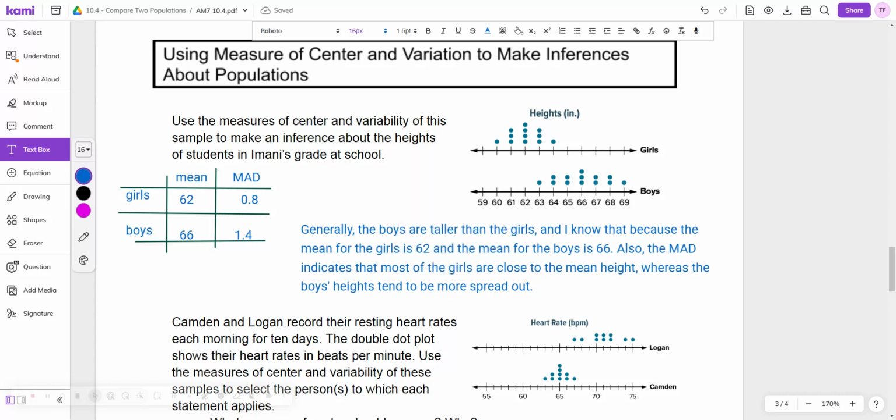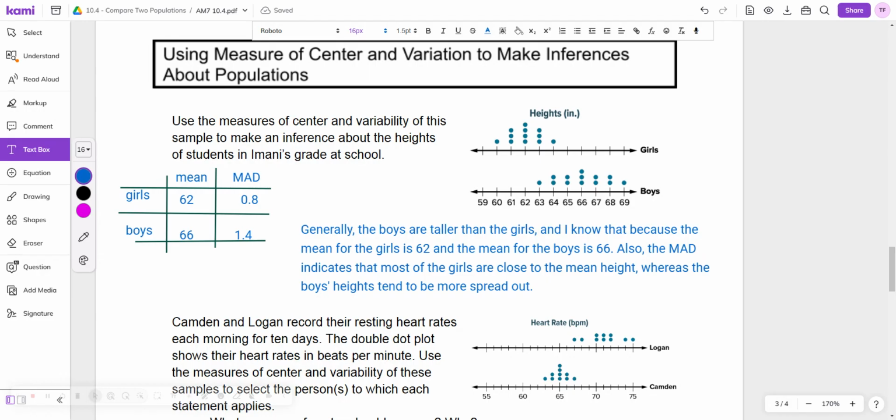All right, so let's just put it all together, using measures of center and variation to make inferences about populations. What we're going to do is use the measures of center and variability of this sample to make an inference about the heights of students in Amani's grade at school. The first population is the girls at her school. The second population is the boys at her school. What she's going to try to find out is how the height of the girls compares to the height of the boys.